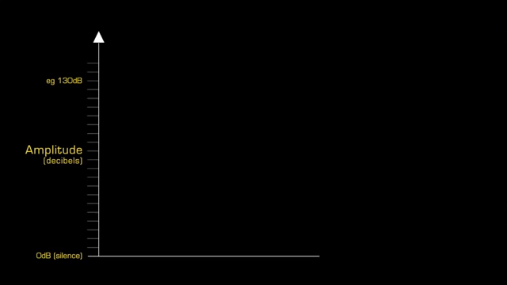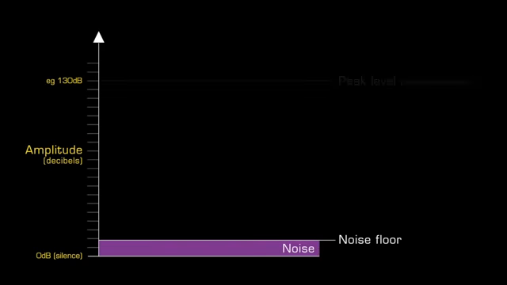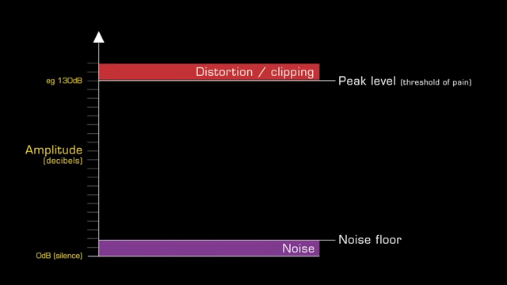We can draw a simple diagram showing the theoretical lower limit of human hearing, or silence, at 0 decibels, the noise above that, peak level and the threshold of pain, and distortion and clipping above that. The noise element is known as the noise floor. Our auditory dynamic range is between the peak level and the noise floor.